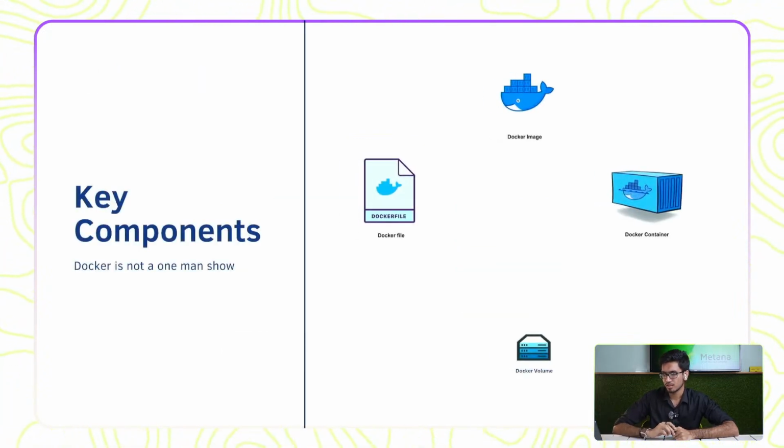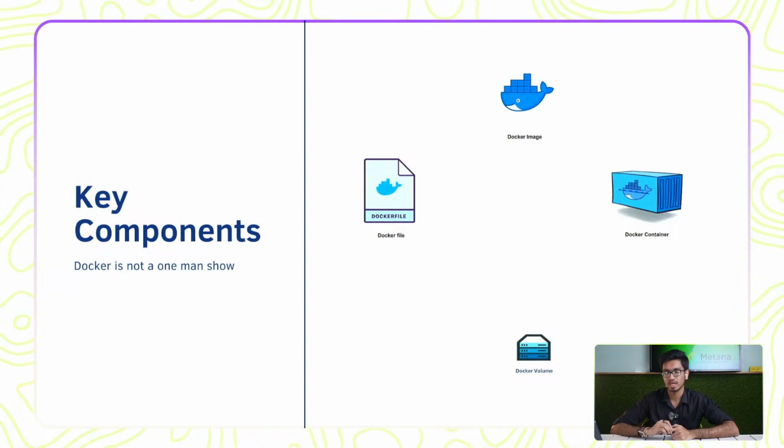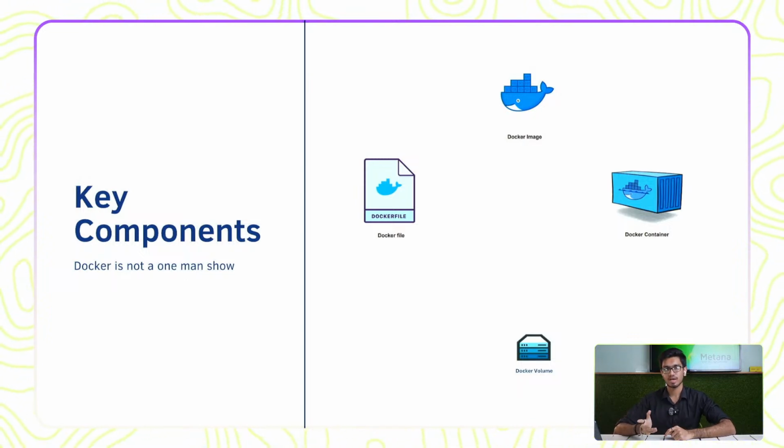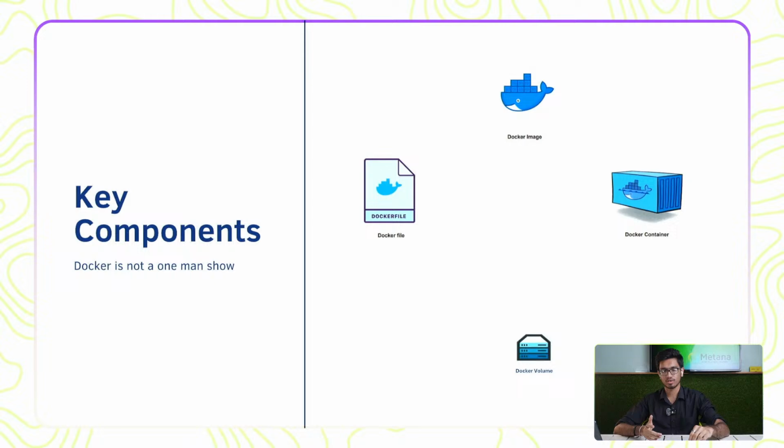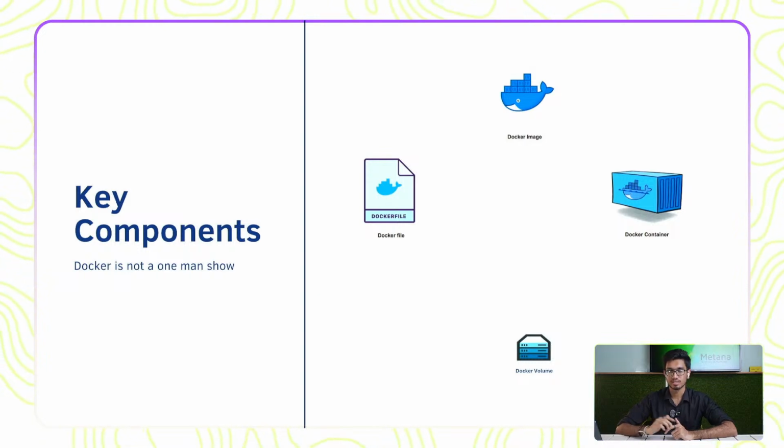So when it comes to Docker, the key components, Docker is not a one-man show. It has multiple different things. First of all, we have the Dockerfile, which helps with building the Docker image. It's where you state the configurations for your Docker image. And then the Docker image is what you generate out of the Dockerfile. So this is what you're going to use.